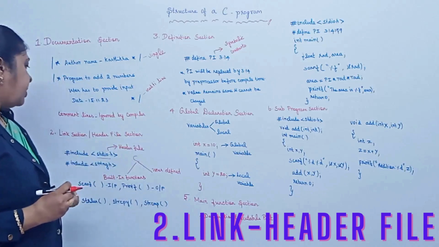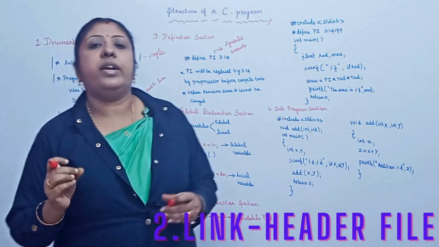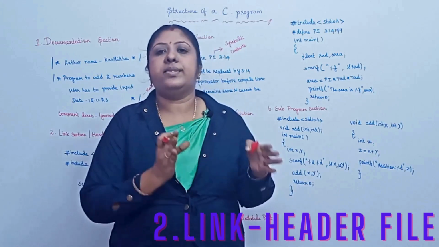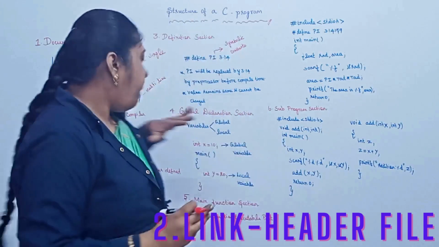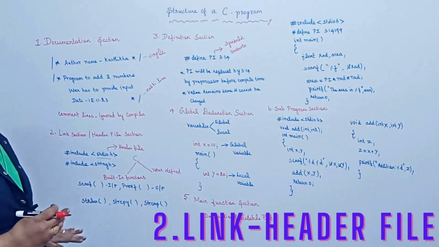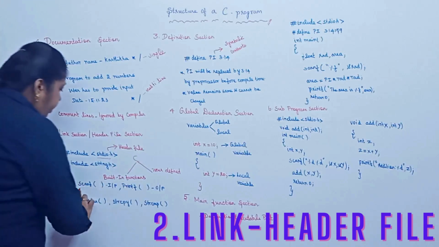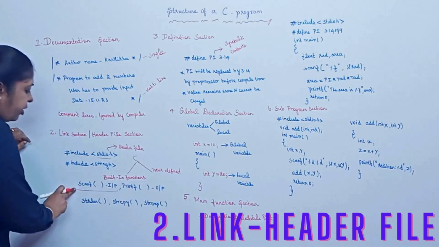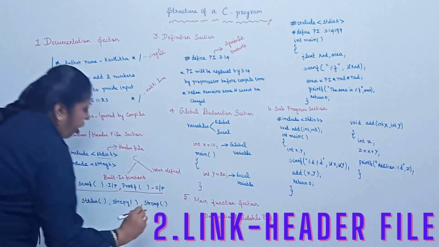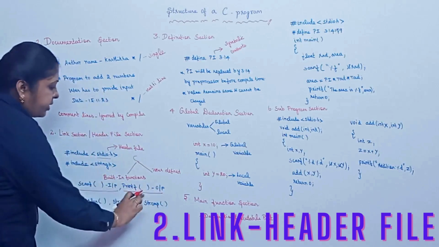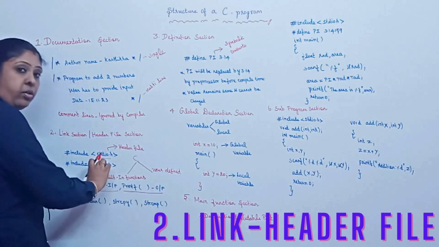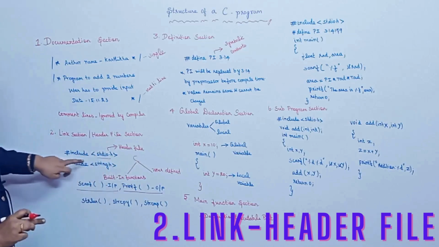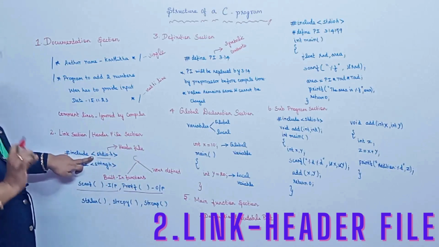What does a built-in function mean? C has already provided a function prototype, called a built-in function, which is defined in the C library functions. It is a predefined function we can use directly in our programs. For example, scanf is used for input, and printf is used for output. When we are using scanf and printf, we must include the standard input output header file, stdio.h, with hash include.